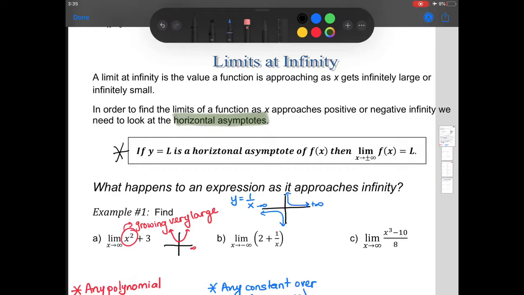If y equals L is a horizontal asymptote. Remember, asymptotes are lines that a graph gets very, very close to but never touches. So if y equals L is a horizontal asymptote of f of x, then the limit as x approaches positive or negative infinity of f of x is going to be L. So it's going to be your horizontal asymptote. You should be very thorough with knowing how to find horizontal asymptotes. I gave you all the 3 scenarios in that video, so please make sure you look at it.